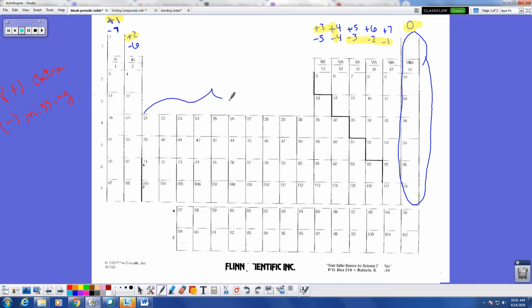The transition metals are going to match this column. They all have 2 electrons because the oxidation is based off of the valence. Oxidation is based off of valence. Valence, remember, is the outer shell electrons.